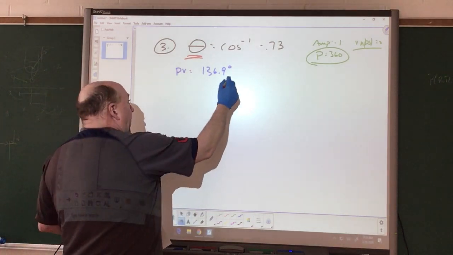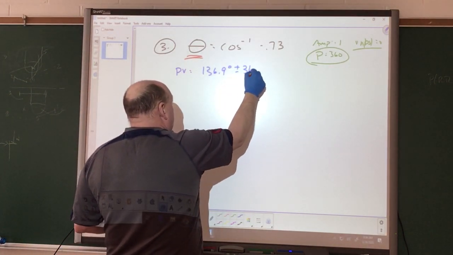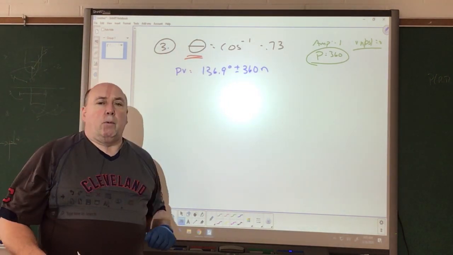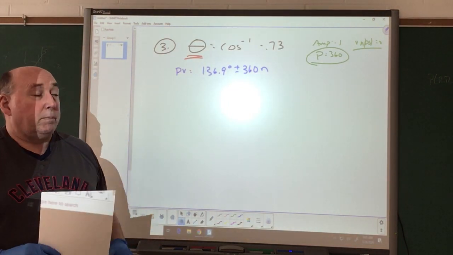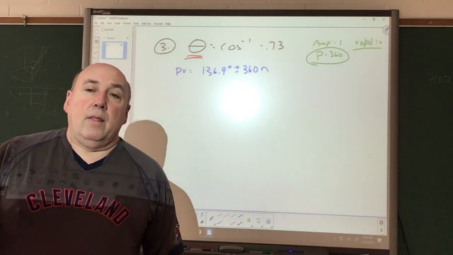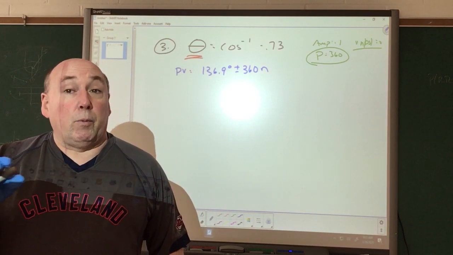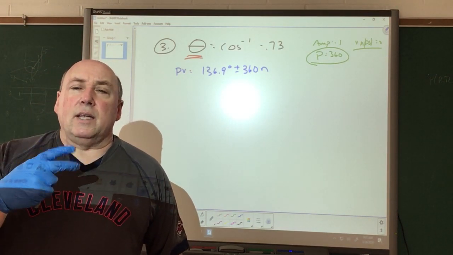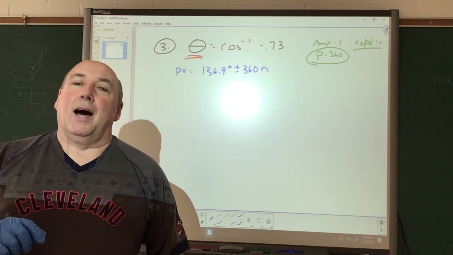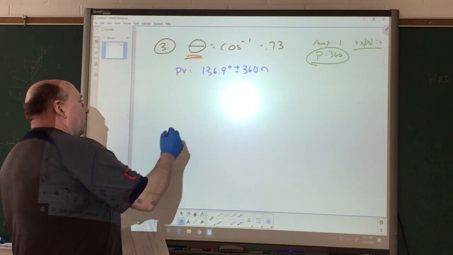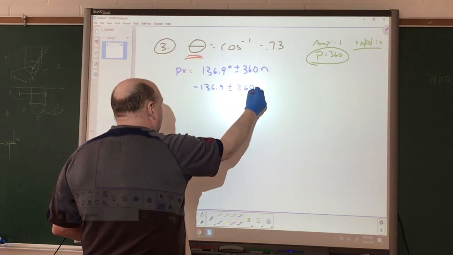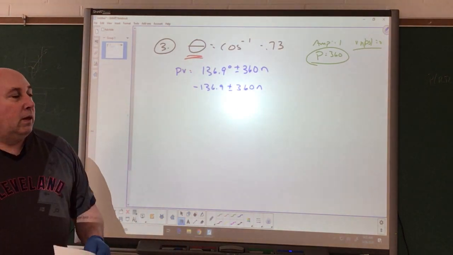Plus or minus the period end. So we have just plus or minus 360n. That's our principal value that we pull off our calculator, plus or minus the period end, and in these basic ones, the period is 360 degrees. Now, inverse cosine, we have to remember what we do with the inverse cosine. To get the second value with the inverse cosine, we have to take its opposite. That is correct. So we have negative 136.9 plus or minus 360n.